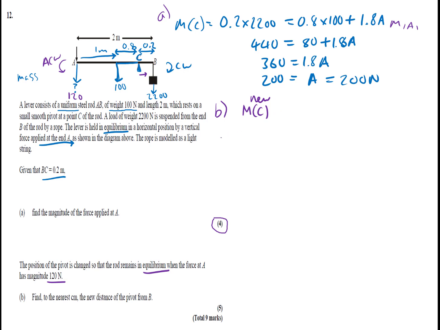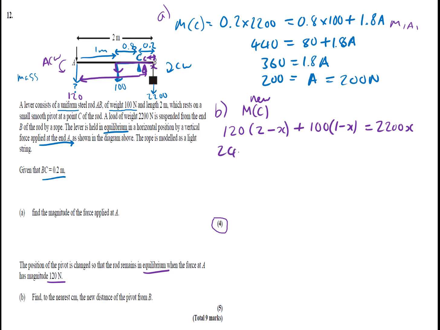So what we're going to have, the 120, so that's the new C. Now that's going to be times 2 meters, because you know the whole thing is 2 meters, and then we've got a new distance here, x, so that's minus x, plus this one, which is going to be 100 times 1 meter minus x equals, we've got the x here, so it's 2,200 times x.